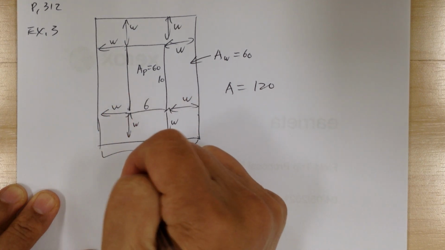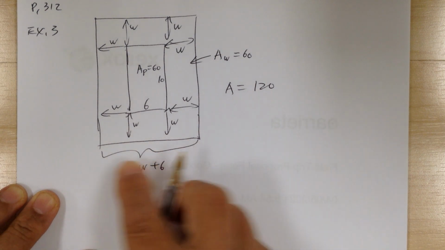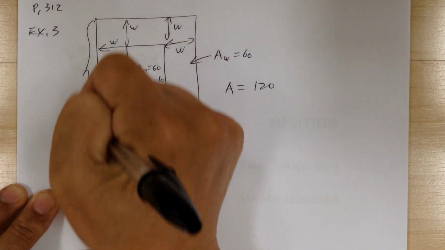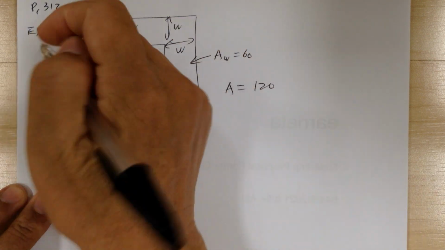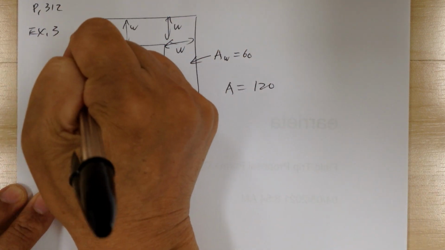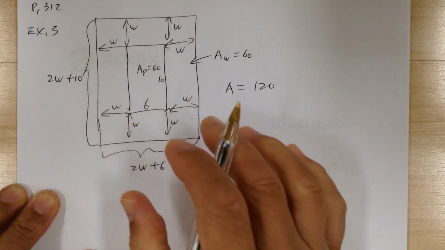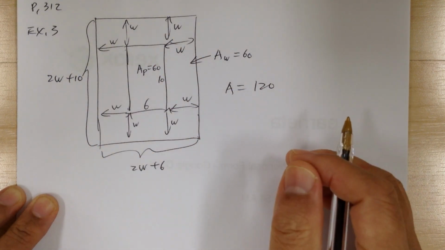So this is going to be equal to 2W plus 6, right? And if you look at over here, the overall, this is 10 and that's a W and W. So this would be 2W plus 10. So you have to do a little bit of preliminary work, okay?